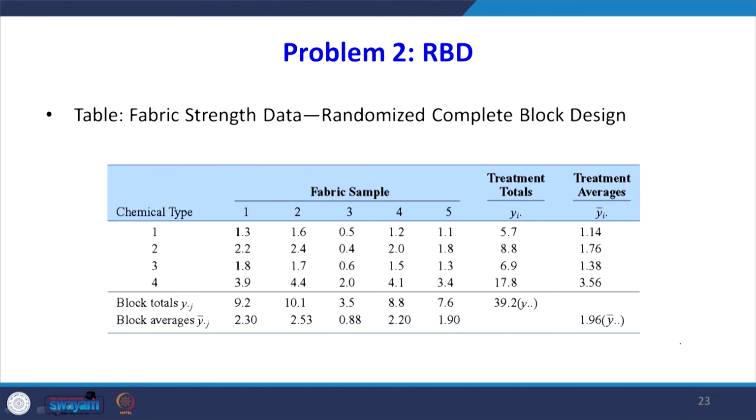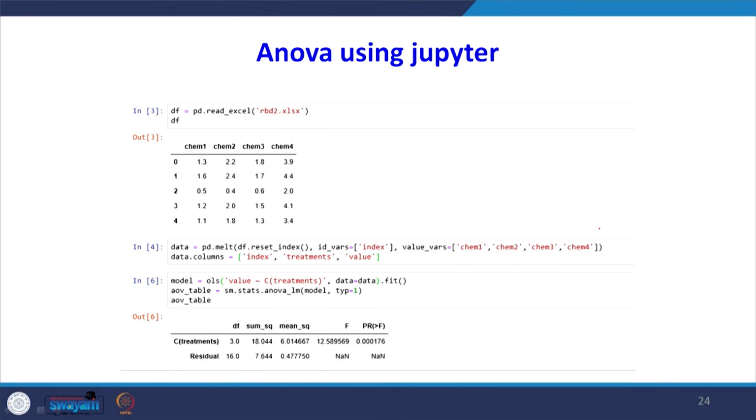This was the table. What does it say? Different chemical types are there, different fabric samples are there. The replication is 5, because after adding chemical type 1, when we conducted the fabric strength test, we used 5 samples. This was the row mean, the row average. So, what will you do? I have typed this data in an Excel file, rbd2.xlsx. So, this was the data.